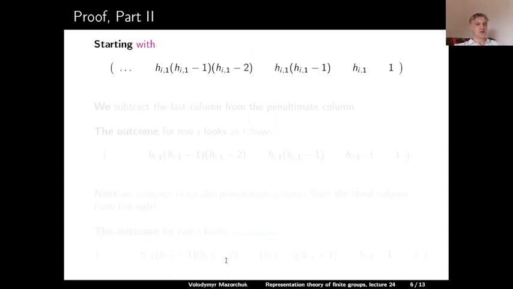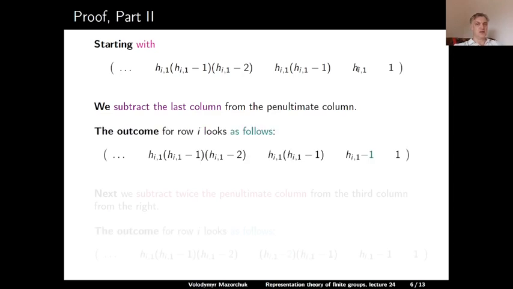Starting from this row, we subtract the last column from the penultimate column. This operation doesn't change the determinant. So we multiply the last column of our determinant by minus 1 and add it to the penultimate column. The outcome looks as follows. The only change here is this minus 1. If you multiply 1 by minus 1 and add here, we get h_i1 minus 1 minus 1. The rest remains the same.